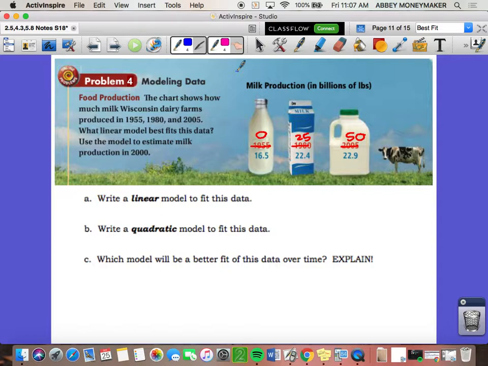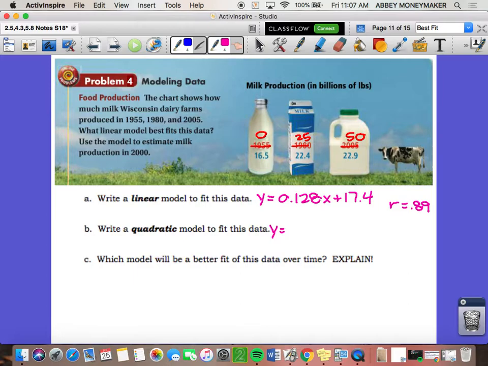Anybody got the linear? 0.128x plus 17. Can I get a confirmation? Yeah. What's the R value? 0.89. 0.89? Yeah, I'm fine with that.